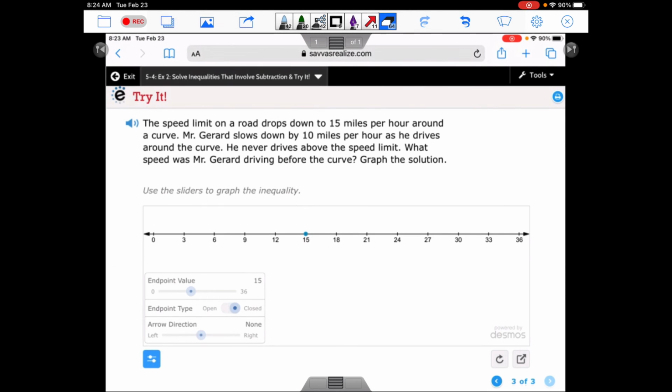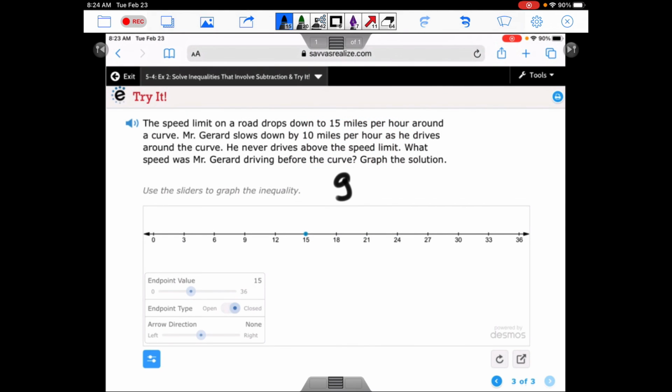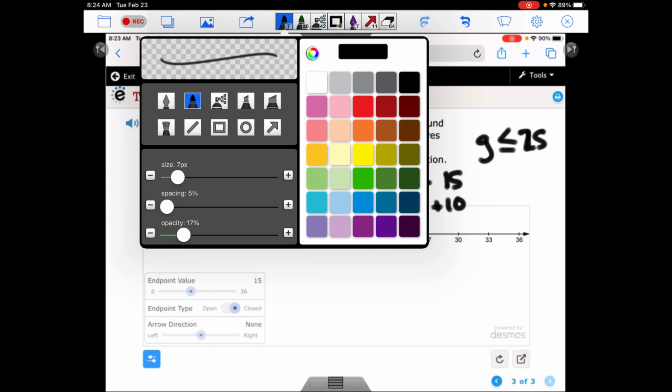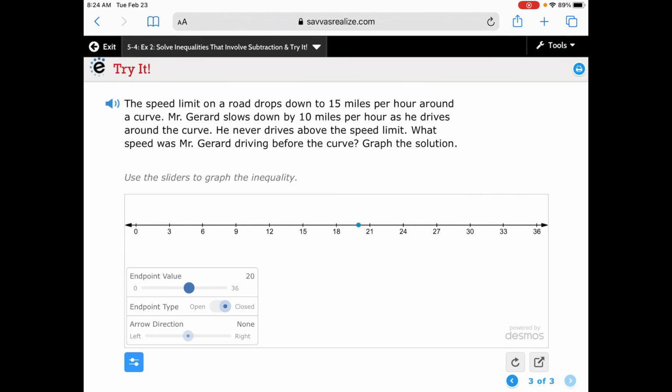So what we have is that the G is subtracted by 10, and it's going to be less than or equal to 15. So what we do is we add 15 to both sides, or I'm sorry, add 10 to both sides. So our final inequality is G is less than or equal to 25. So keep that in mind, G is less than or equal to 25. And then we'll go back over to the graph. So we have 25. The endpoint is going to be 25.